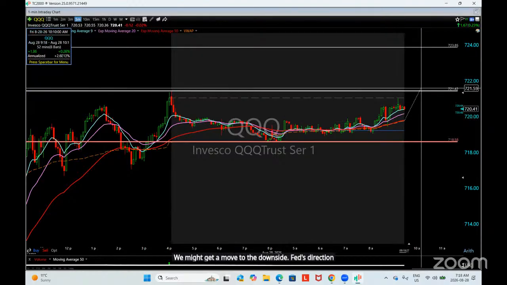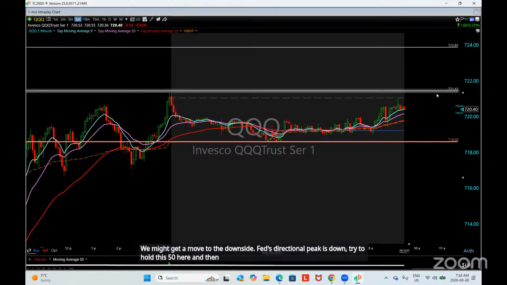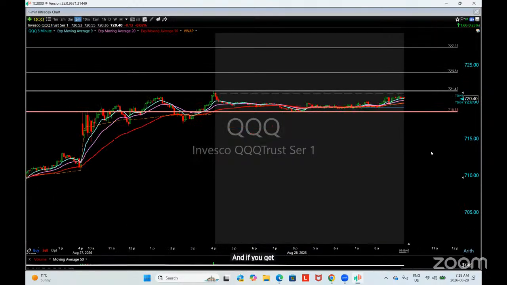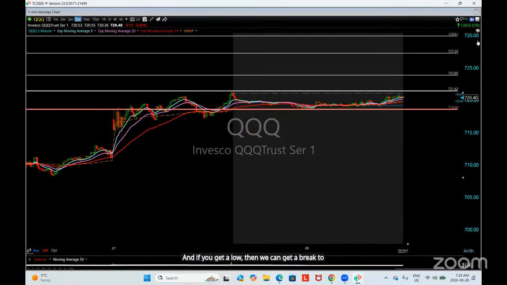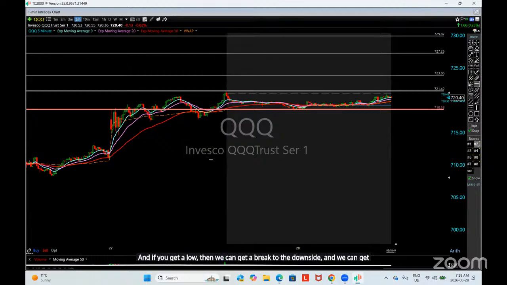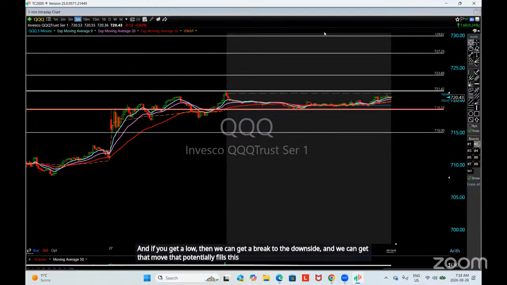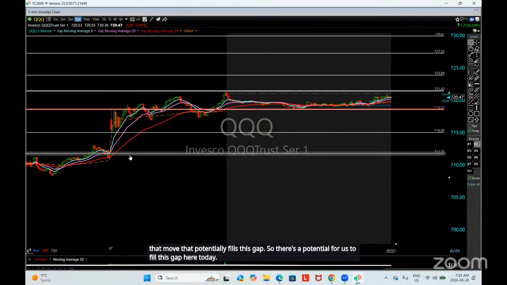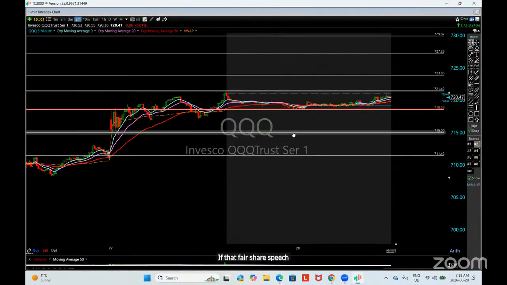Try to hold this 50 here and then bounce from there. Don't expect big moves before the Fed chair meeting. It's going to be 1 point, 2 points, that kind of thing until everything plays out, right? And if we get a low, then we can get a break to the downside and get that move that potentially fills this gap. So there's a potential for us to fill this gap here today if that Fed chair speech is hawkish.